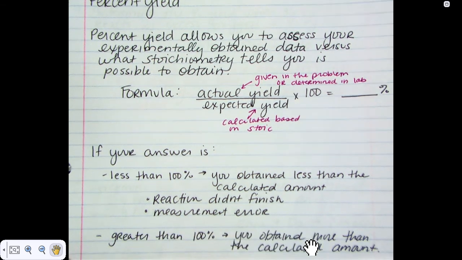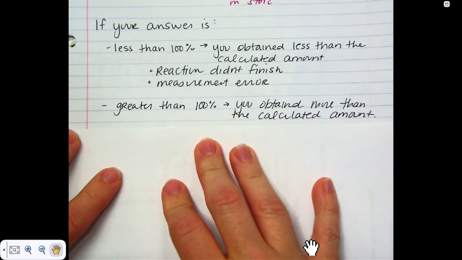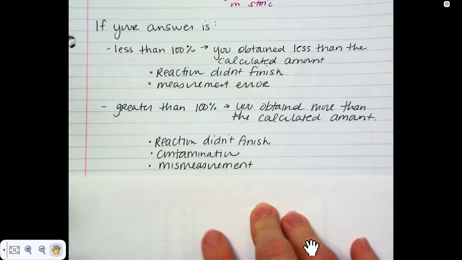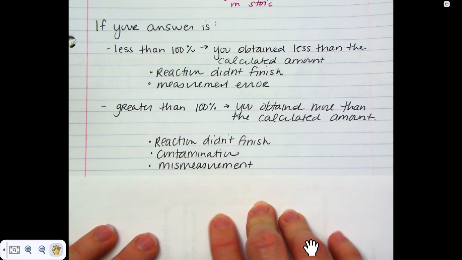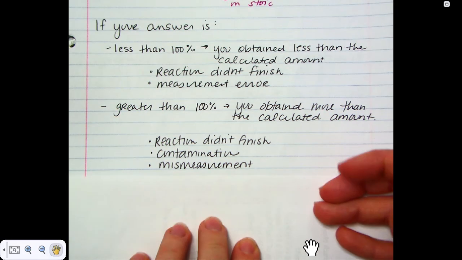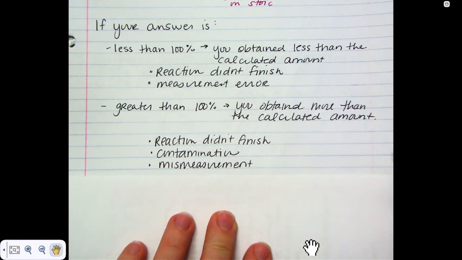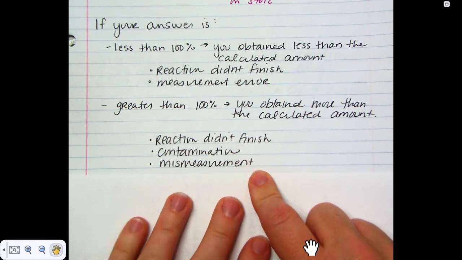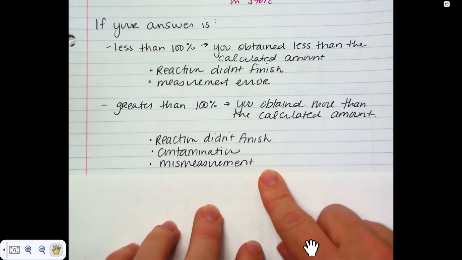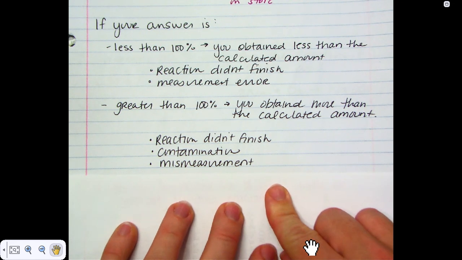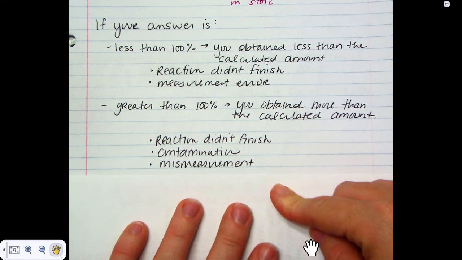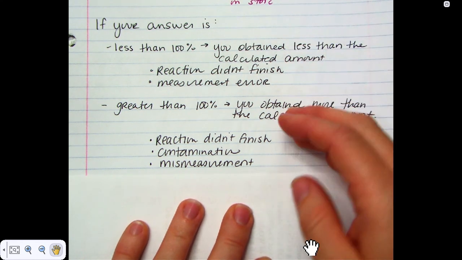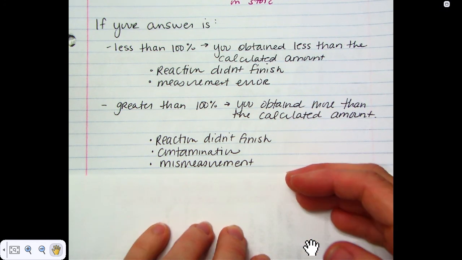Okay. If my answer is greater than 100, which can happen, I obtained more than stoichiometry says I should have. Maybe my reaction still didn't finish. Maybe my reactants weigh more than the product. Maybe a gas was generated, which causes the product to weigh less and it didn't finish. Or maybe there was some contamination. Or again, maybe human error is huge. Maybe I mismeasured something. But it is possible mathematically to get percent yield values that are less than 100, greater than 100, and if you're a unicorn, exactly 100.